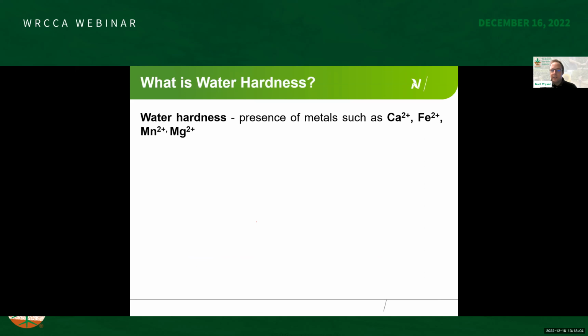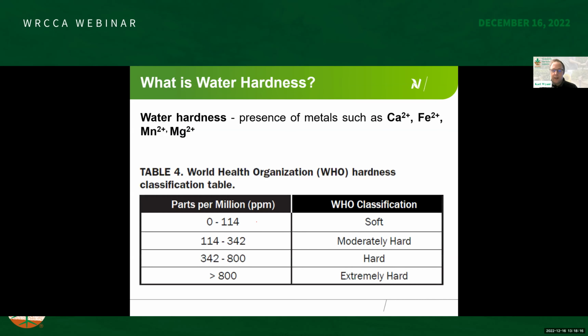So what is water hardness? Water hardness is the presence of metals, calcium, iron, manganese, and magnesium, present in the solution, and they cause this issue of water hardness. And here we have this table from the World Health Organization where they classify these different levels.